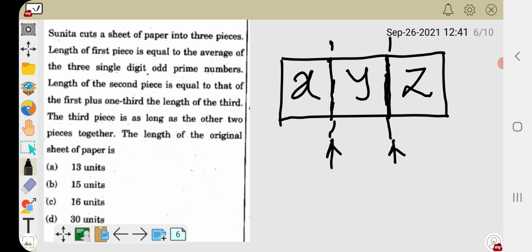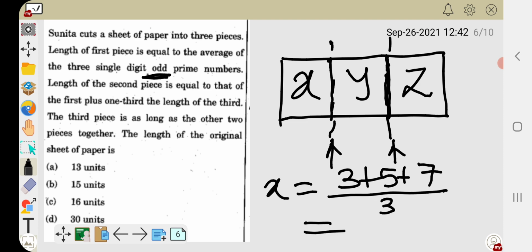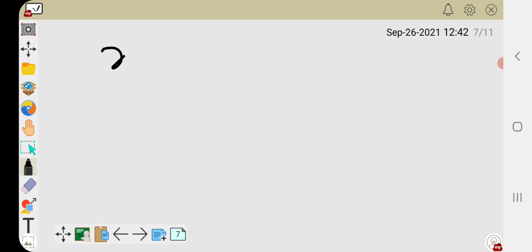The length of the first piece is equal to the average of 3 single digit odd prime numbers. The length of the first piece is x. So x is equal to the average of 3 single digit odd prime numbers. The single digit prime numbers are 2, 3, 5, 7. But here it is mentioned odd prime numbers. 2 is not odd, 2 is even, so 2 cannot be there. So 3, 5 and 7 are the single digit odd prime numbers. So it is the average of 3 plus 5 plus 7. 3 plus 5 is 8, 8 plus 7 is 15, 15 by 3 is 5. So the value of x is equal to 5.